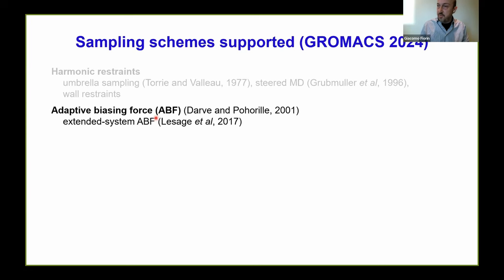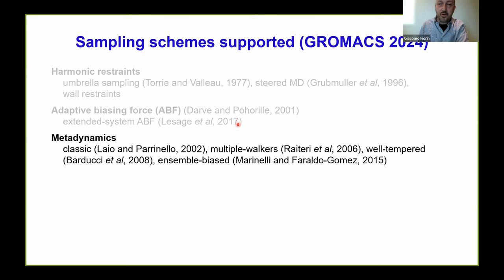You can use the adaptive biasing force, or ABF, method that Magnus told you about two weeks ago in the GROMACS 2024 webinar, where he mentioned Colvars. The flavor that is particularly enabling in GROMACS is the extended-system ABF that was developed by Jerome and co-workers. And metadynamics is also available there. I've used here the classic version by Laio and Parrinello, the original. There are other variations of this method available, including ones that allow multiple walkers, well-tempered metadynamics, and the ensemble-based method by Fabrizio Marinelli, which allows you to target a custom distribution rather than the flat distribution of metadynamics.